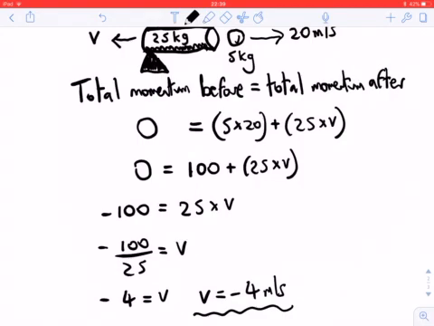So our equation has told us what we expected to find, which is that the cannon is going to travel backwards with a recoil velocity of 4 meters per second. So those are a couple of simple examples of problems that we can solve using the law of conservation of momentum.